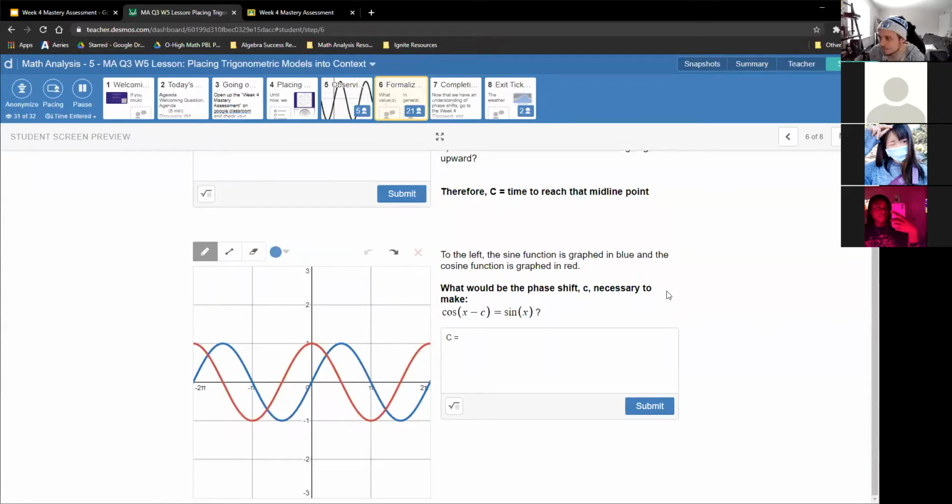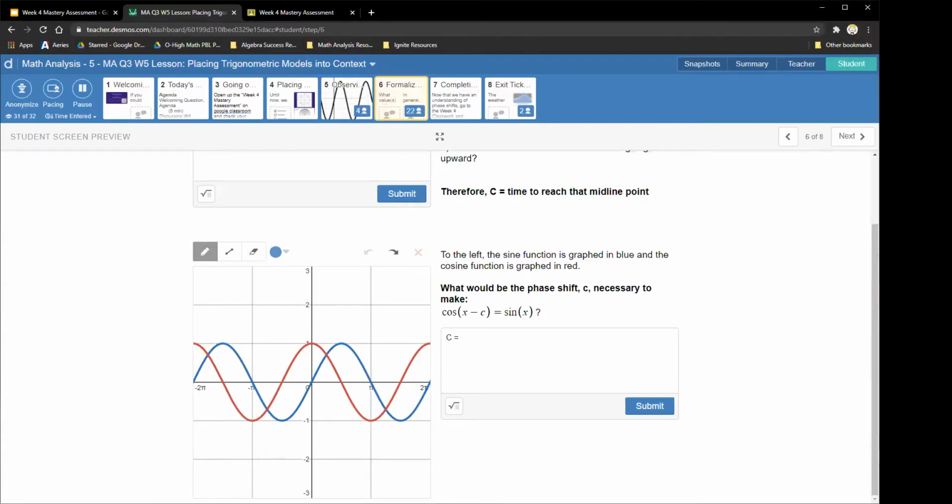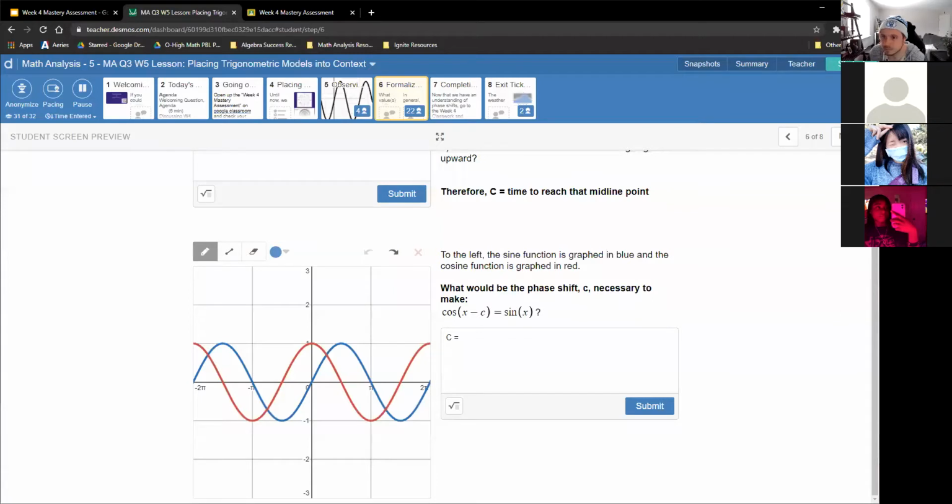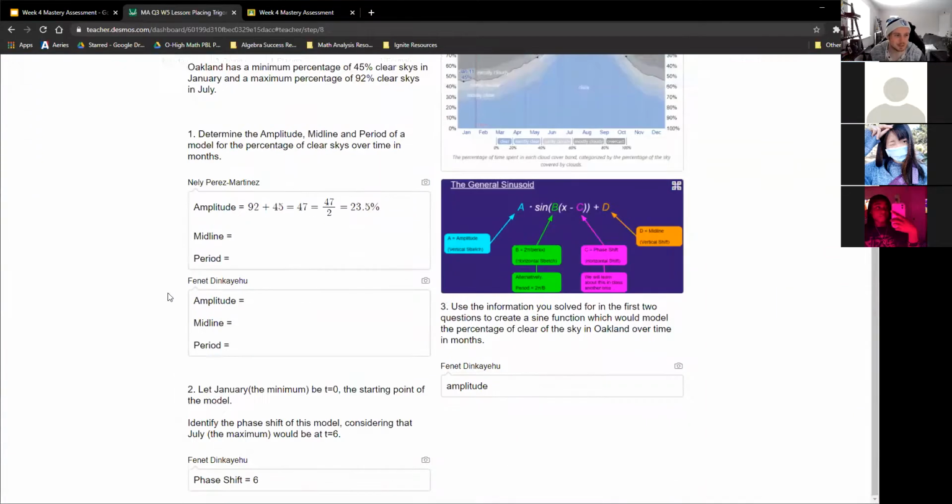All right, y'all. Take a minute, think about that, and try to figure out what C would be here. I see some of y'all doing this already.